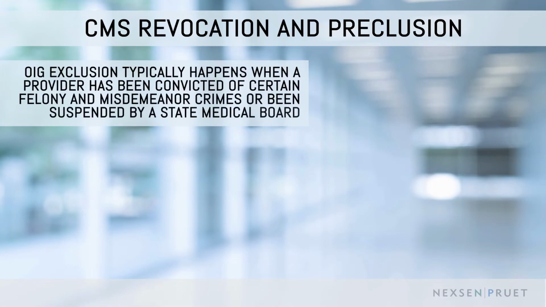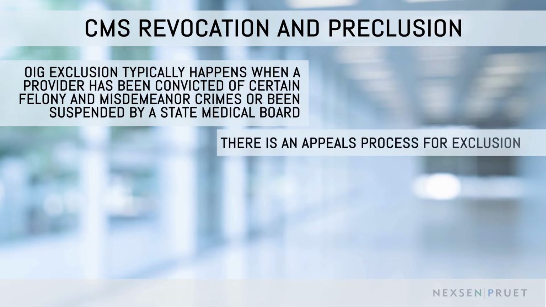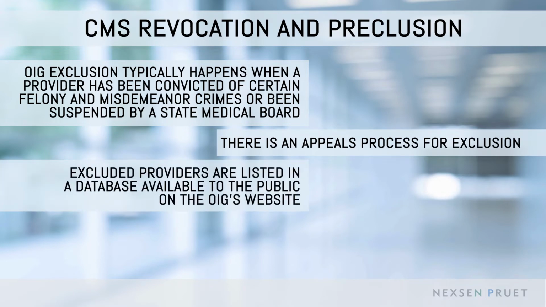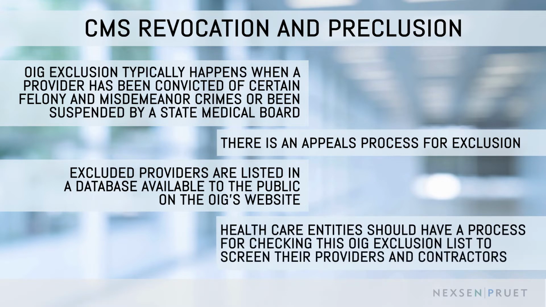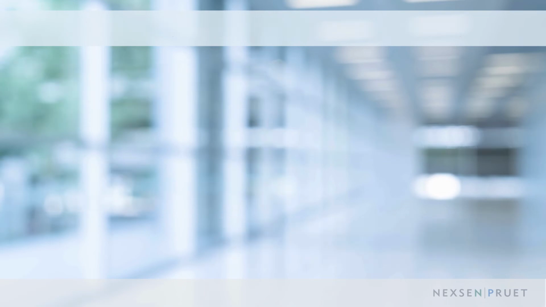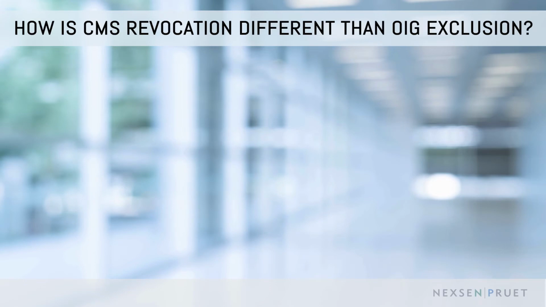OIG exclusion typically happens when a provider has been convicted of certain felony and misdemeanor crimes or has been suspended by a state medical board. There is an appeals process for exclusion. Excluded providers are listed in a database available to the public on the OIG's website. As part of their compliance program, healthcare entities should have a process for checking this OIG exclusion list to screen their providers and contractors. How then is CMS revocation different than OIG exclusion?